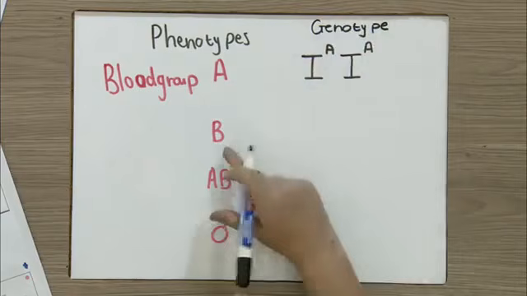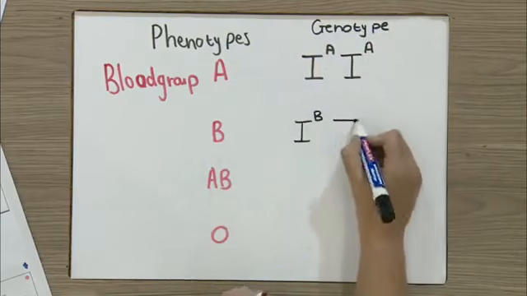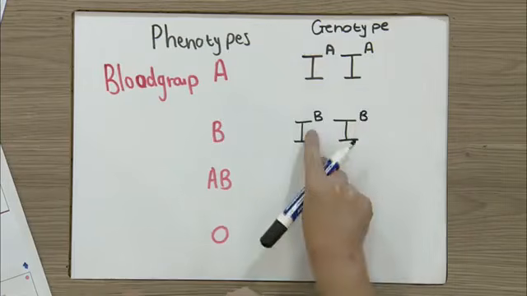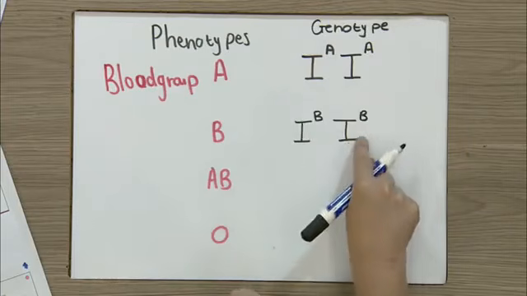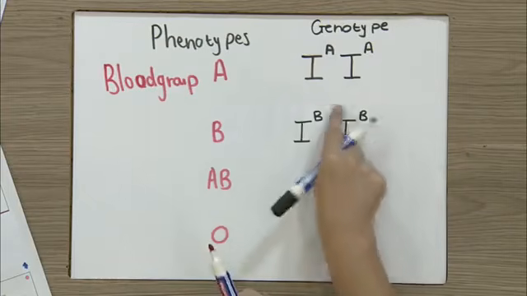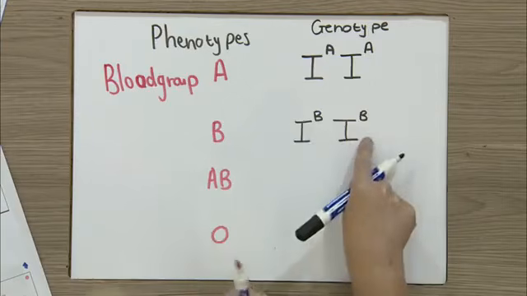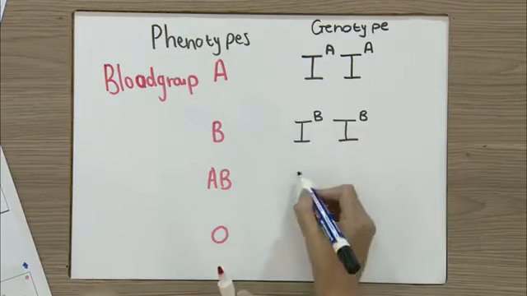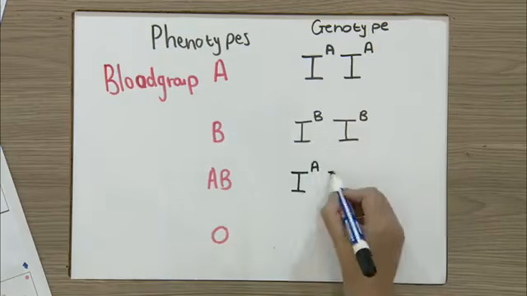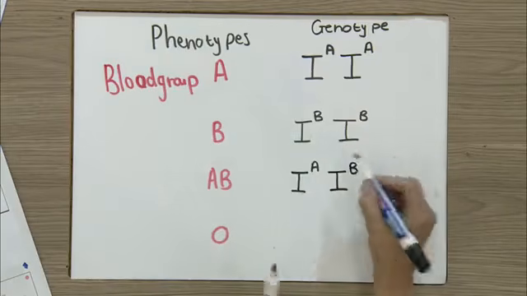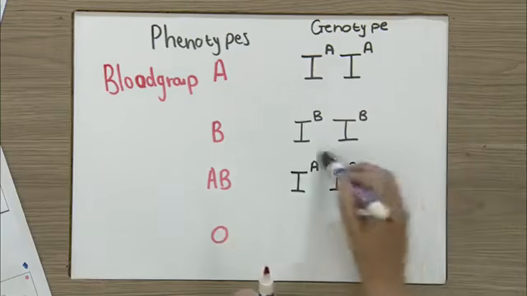Right, looking at B, for blood group B, you could have inherited the B allele from mom and the B allele from dad, and that gives you blood group B. You are homozygous for B because you have two of the same alleles. For blood group AB, you inherited the A allele from mom or dad, and the B allele from the other parent. Right, that is the notation.